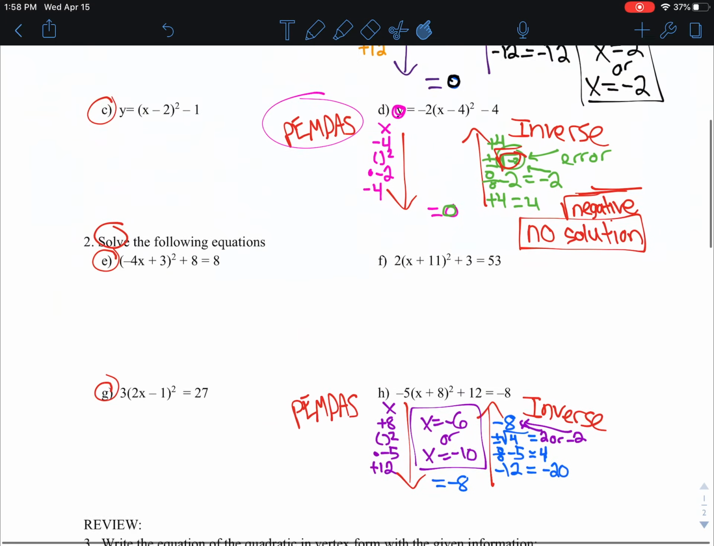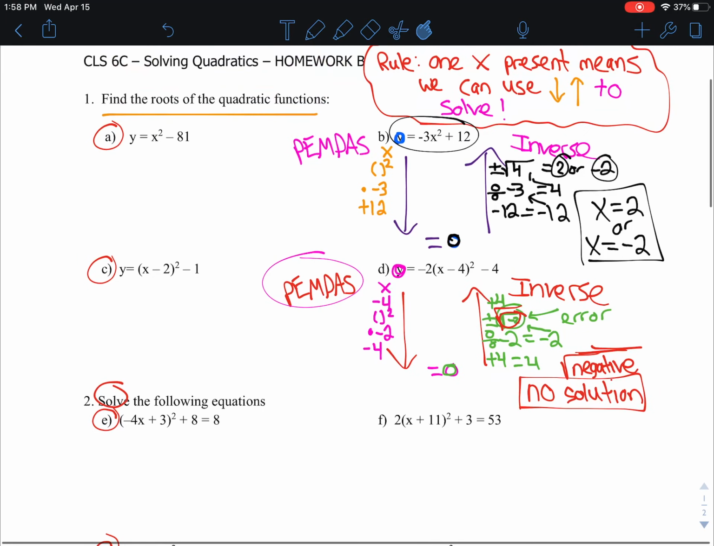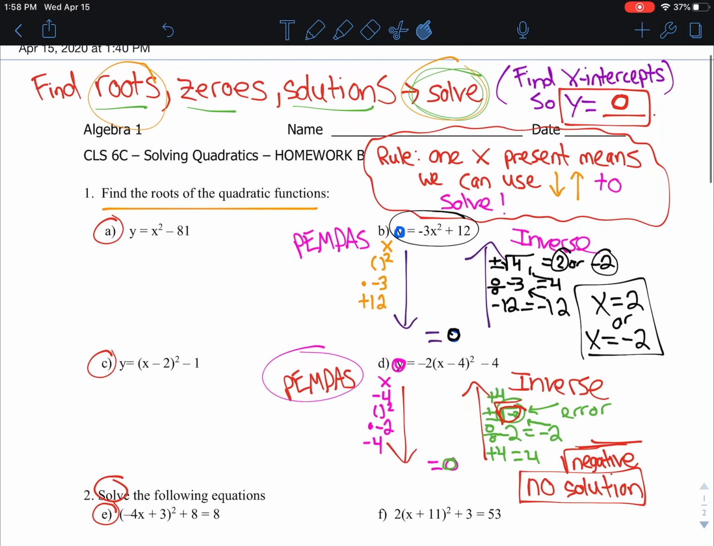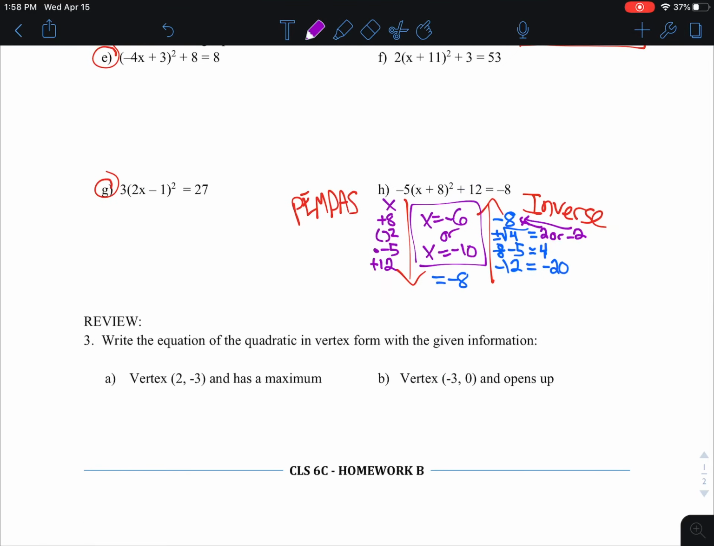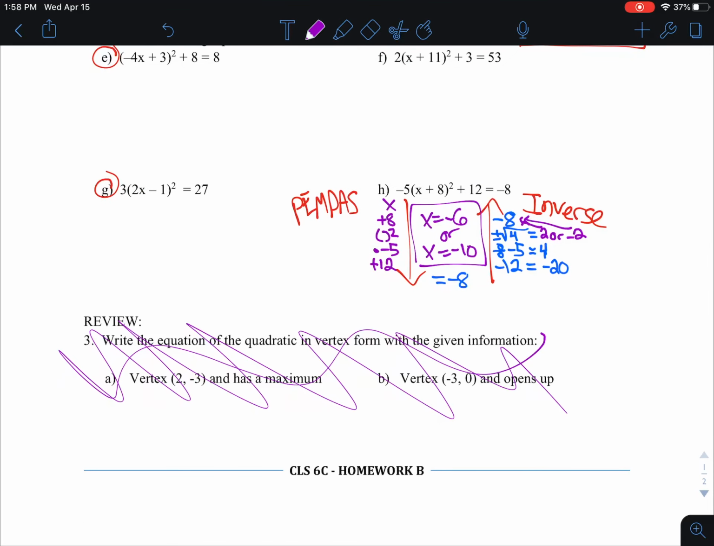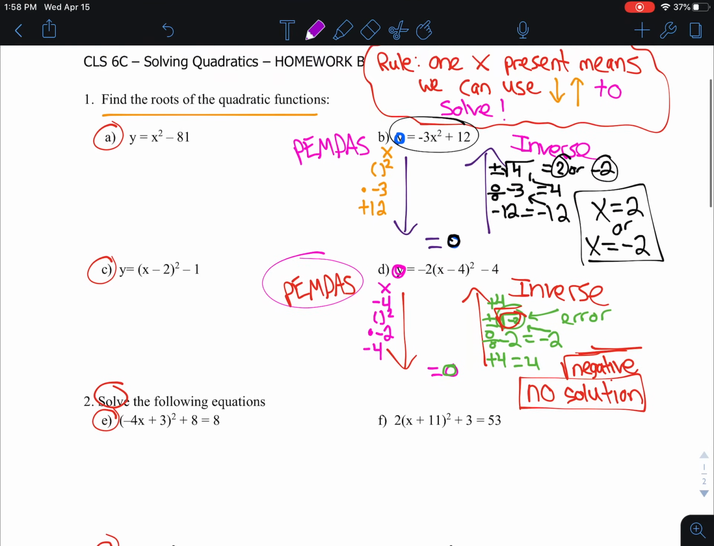You guys actually have done this before. Again, this is how you solve in vertex form. Again, remember whenever you're solving, you're finding x-intercepts, so you let y be 0. Again, you're going to be doing A, C, E, and G. You're skipping, we're not doing this review down here, okay, so don't worry about it. Again, you're just doing those 4 problems.